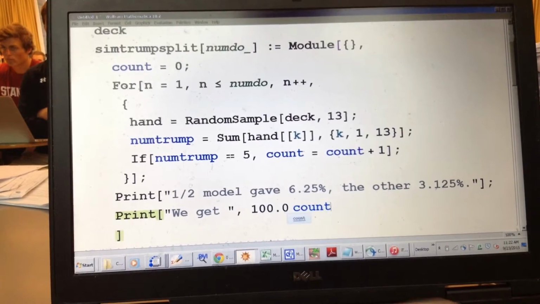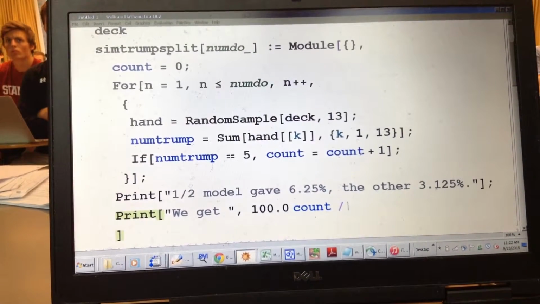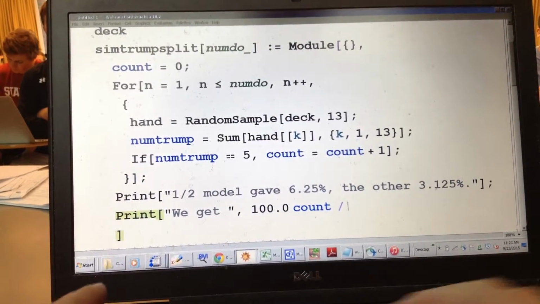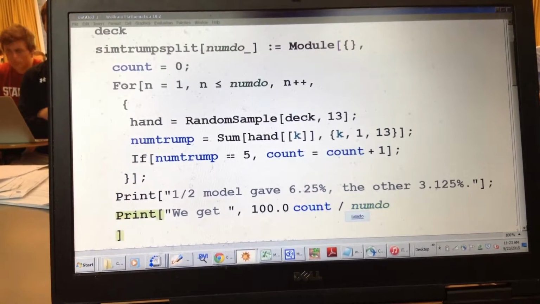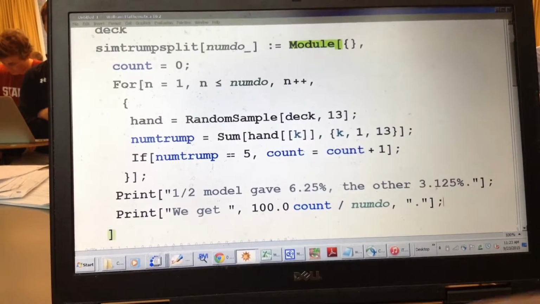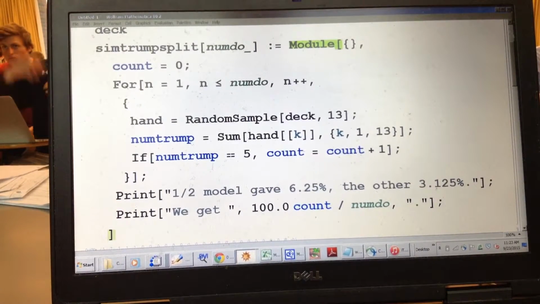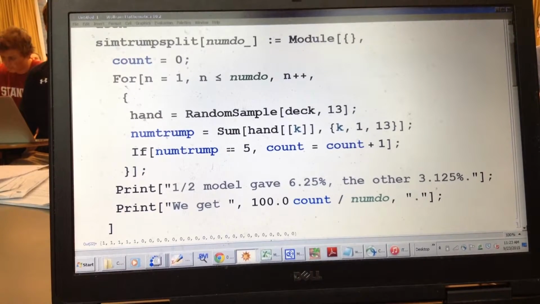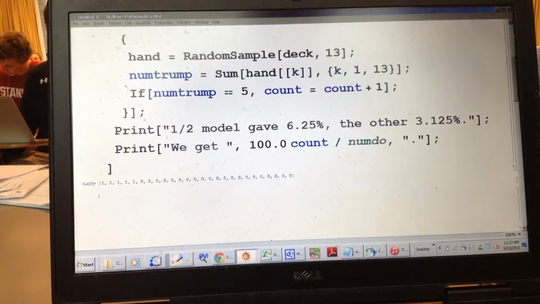I'm going to then do count, and what do I have to divide count by? Numdo. And so this will then display what the answer is. And because this will make my mom happy, I'll put a period at the end of the sentence so it's grammatically correct. The print command is just going to print it out to the screen. So now I do Shift and Enter, and I've now created this program called SimTrump Split.